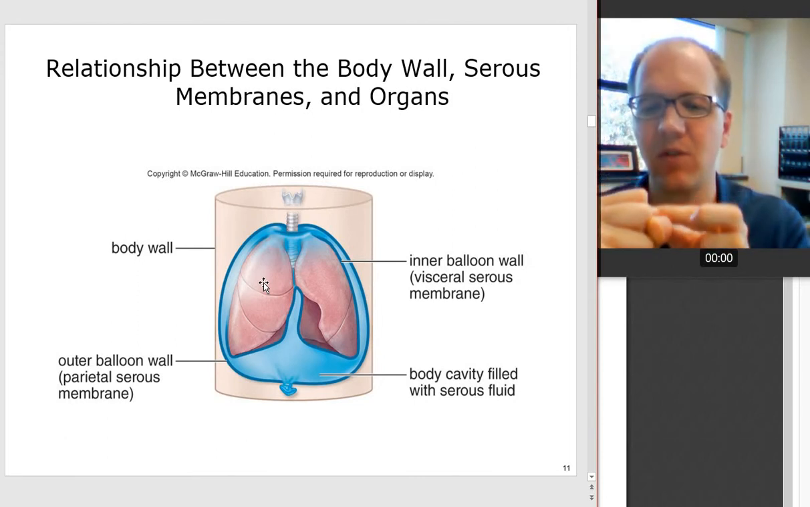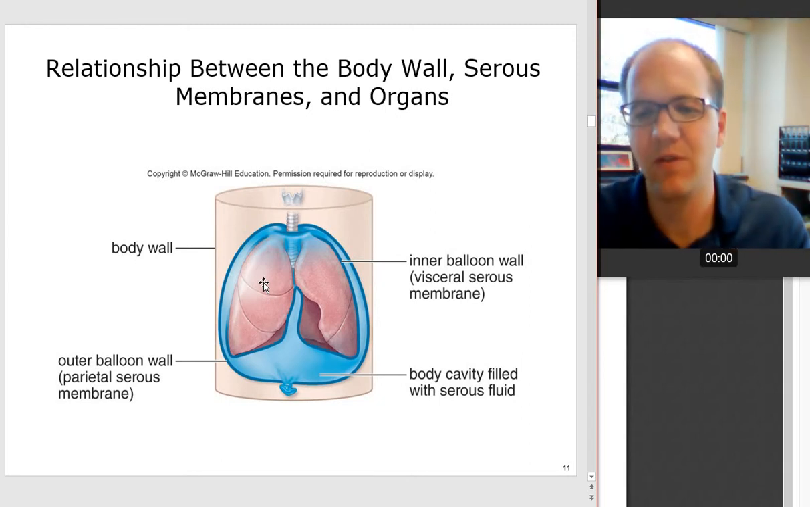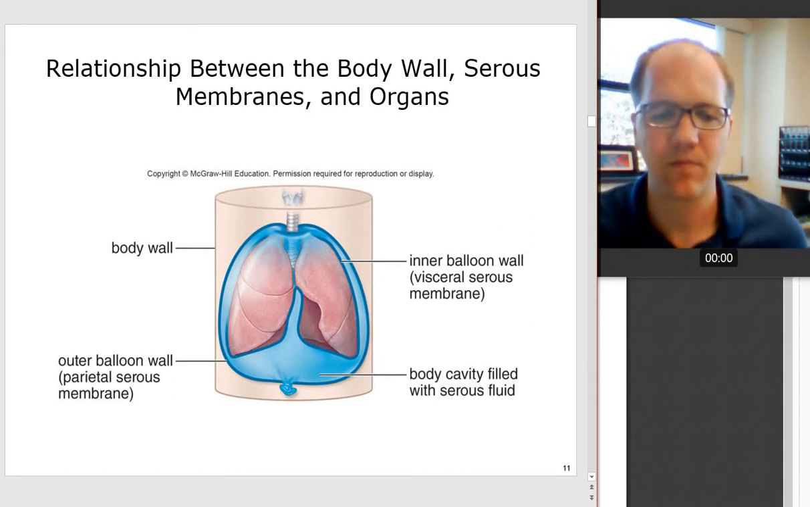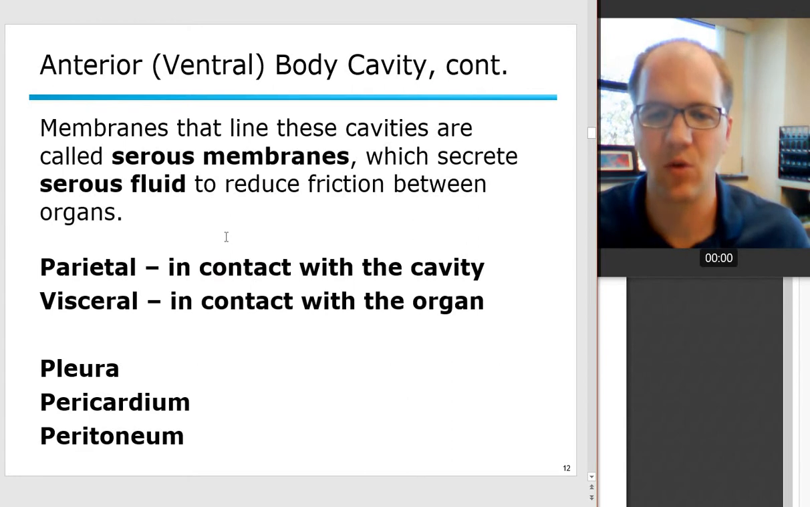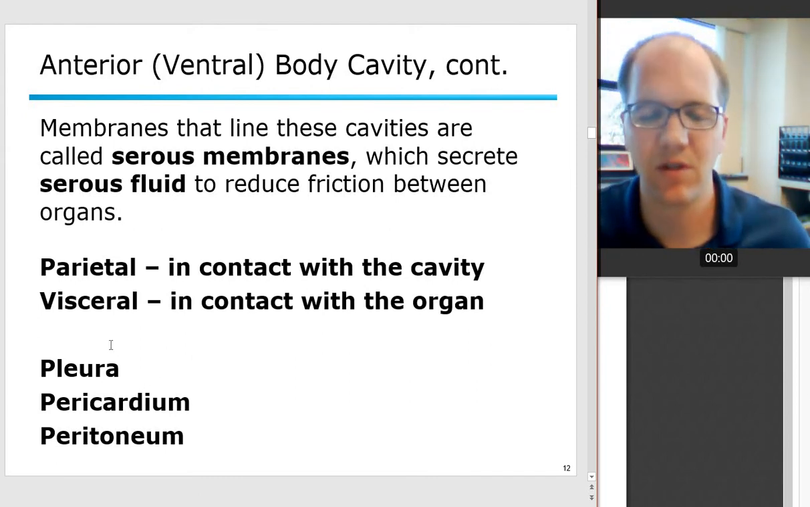And in between those two layers, in the balloon you'd have air, but in the body, in between the visceral and the parietal membranes, we have the serous fluid, which again is to create or reduce friction with the organs, with the membranes there. Now we have three types of serous membranes that I want to talk about.